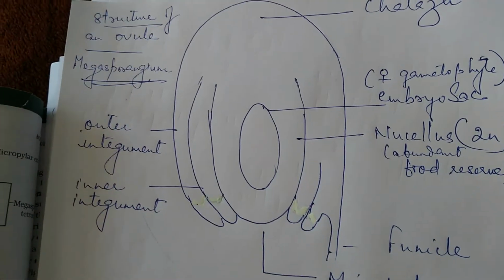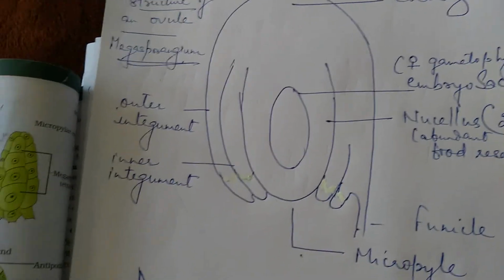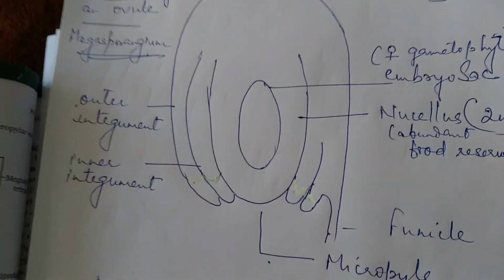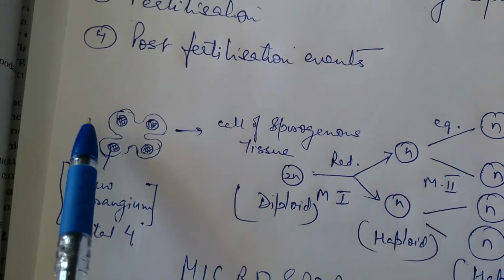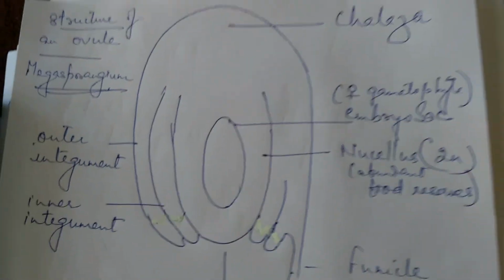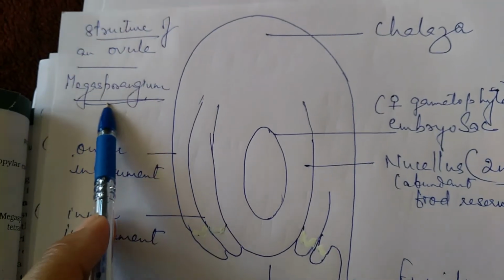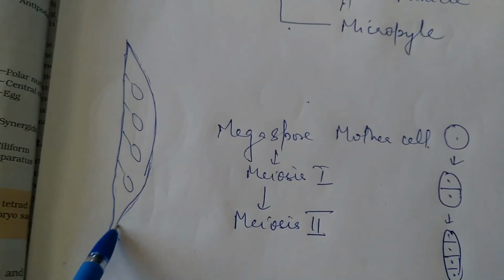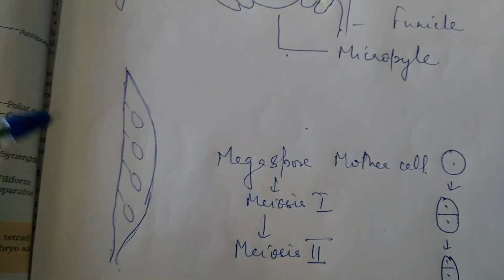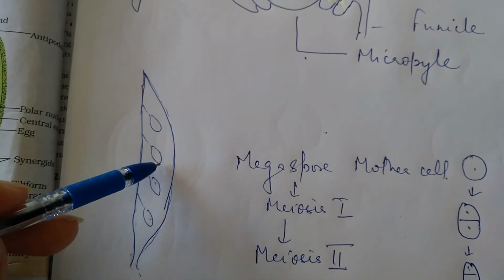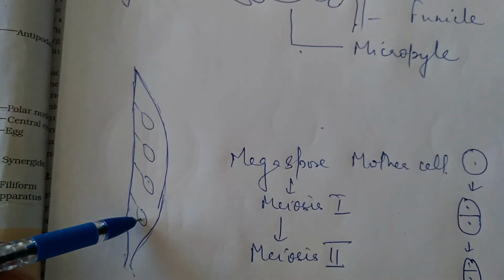What was microsporangium? Microsporangium was a section of anther. This is section of anther in which we have 4 microsporangia. But here the megasporangium means ovule which is attached in the, you can say, because ultimately this ovule is going to be the, it will get converted into the seed on maturation.